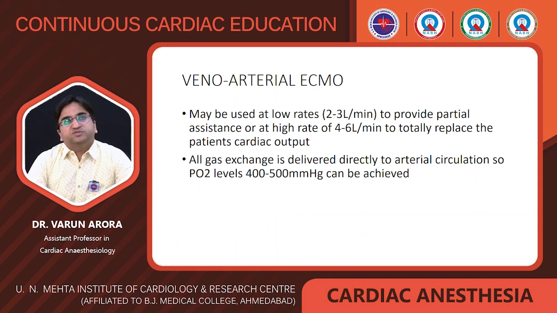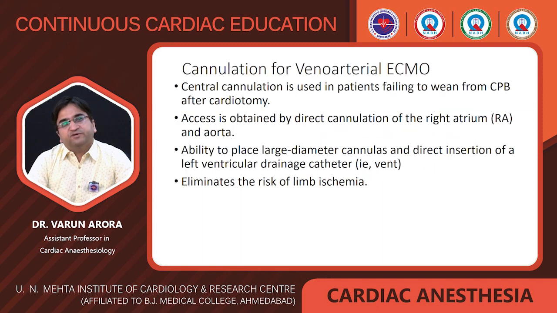This VA ECMO can be used at a low rate of 2 to 3 liters per minute to provide partial assistance, or at a high rate of 4 to 6 liters per minute to totally replace the patient's cardiac output. All gas exchange is delivered directly to the arterial circulation, so a PO2 level of 400 to 500 mm mercury can be achieved.